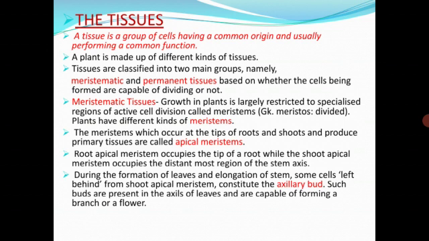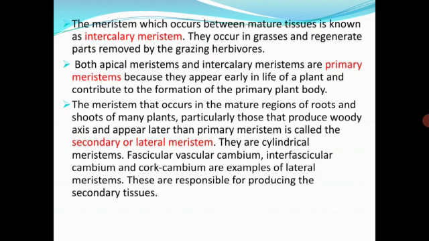The axillary bud is present at the angle of the stem and the leaf. Such buds are present in the axils of leaves and are capable of forming a branch or a flower. The meristem which occurs between mature tissues is known as intercalary meristem. These intercalary meristems are present at the nodes and at the base of the leaf and help in the linear growth of the plant. They occur in the grasses and regenerate parts removed by grazing herbivores.